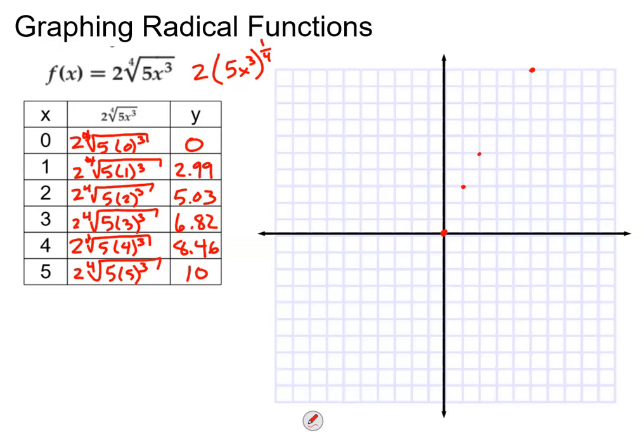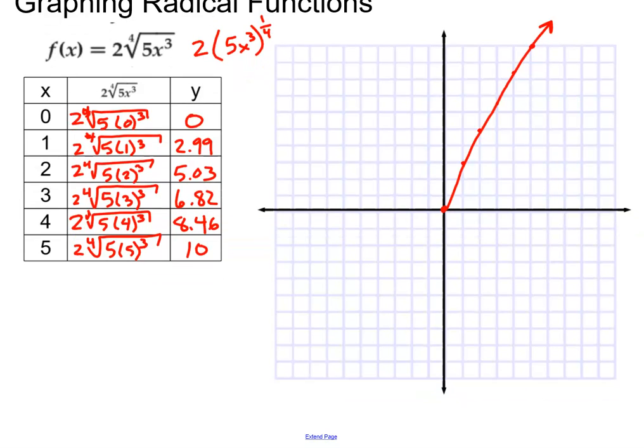Then we have 3 and 6.82, and it's almost closer to 0.5. But then we have 4 and 8.5 right there. So there's a little bit of a bend to our graph here, and it's going to keep going in that direction. And so obviously this is manipulating this x to the third and the fourth root of that, kind of the translation that we've been studying earlier.